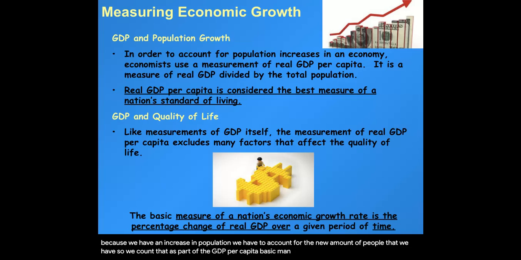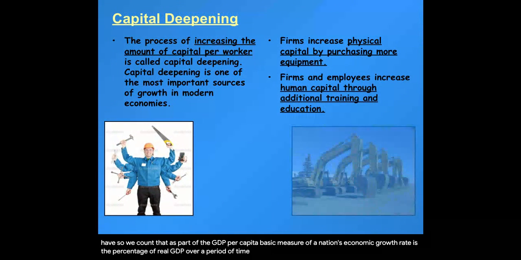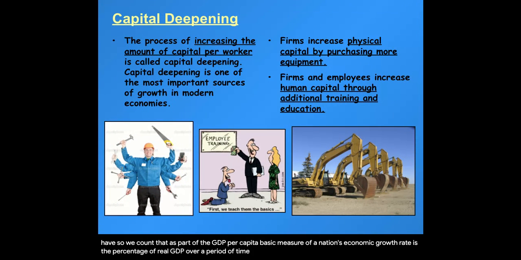The basic measure of a nation's economic growth rate is the percentage change of real GDP over a period of time. And economists are trying to have a process called capital deepening. The process of capital deepening is increasing the amount of capital per worker. So they want us to be as efficient as possible. Firms can increase physical capital by purchasing more equipment. They can also increase human capital through additional training and additional education.